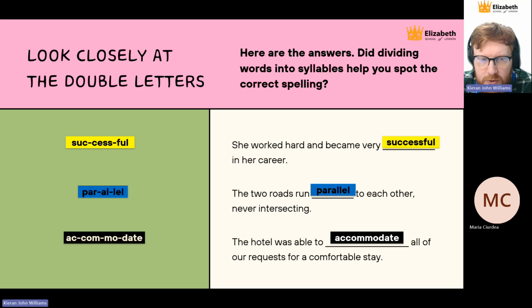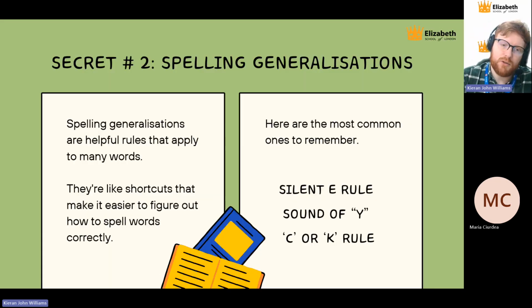Now, let's move on to the next one. Let's have a look at some spelling generalizations that we can think of. So there are some rules. There are always exceptions to the rules. There can be hundreds of rules to remember. So here we're just looking at the most common ones.